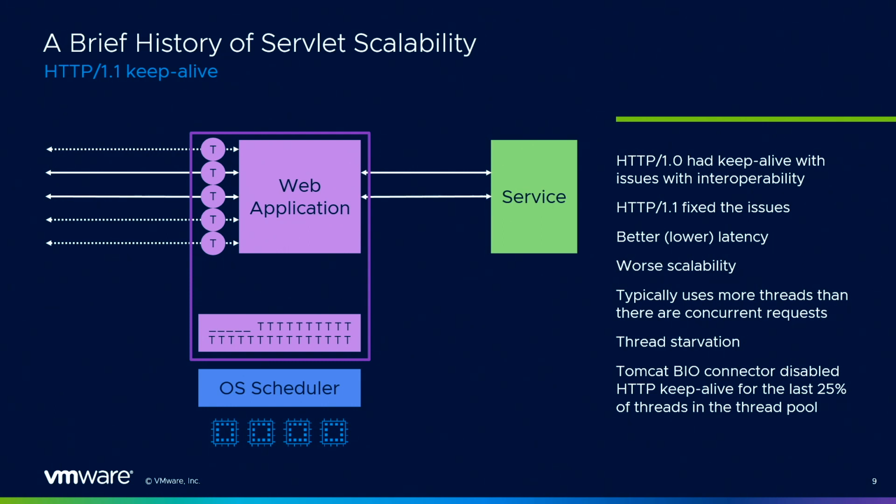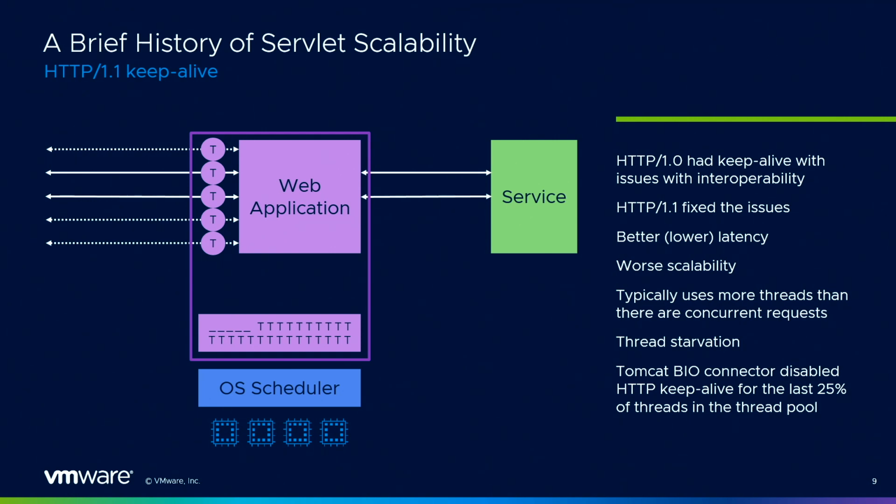Essentially, the thread pool runs out of threads because they all spend their time maintaining keep alive connections and essentially doing nothing. So the way Tomcat addressed this way back when, in the days of Tomcat 4 and the blocking I/O connector, was: okay, we'll let you use the first 75% of the thread pool, and that threshold was configurable, and we'll do keep alive with those.